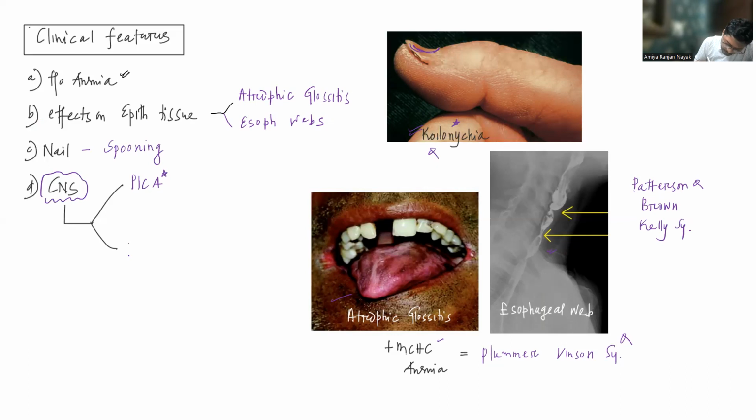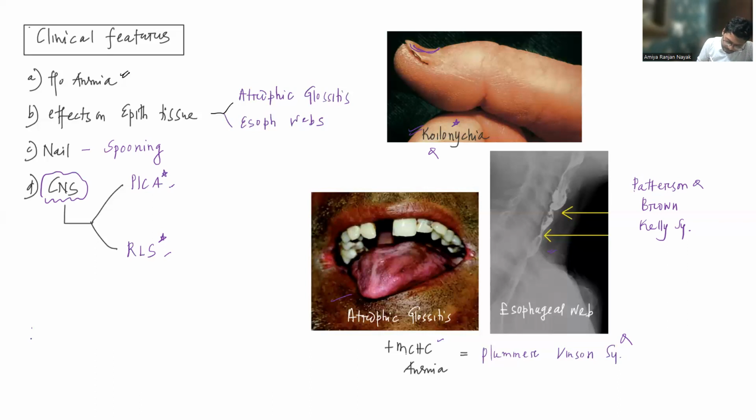They can also develop a condition known as restless leg syndrome. In this condition, there will be restless movement of the legs, especially during the night time, especially during sleep. That is known as restless leg syndrome. Because of involvement of the CNS, they can develop pica and restless leg syndrome. So these are all the features of iron deficiency anemia.